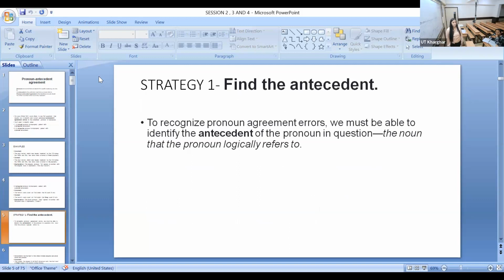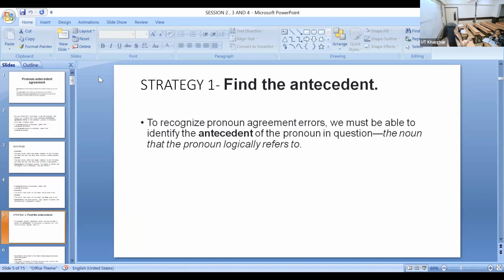Here, strategy 1. First, if you have to find an antecedent, you need to know the noun that the pronoun logically refers to. Basically, in short, if I would have picked up hermit, my answer would change. So first, that is my logic. I have to find out what it is, and only then I go in.